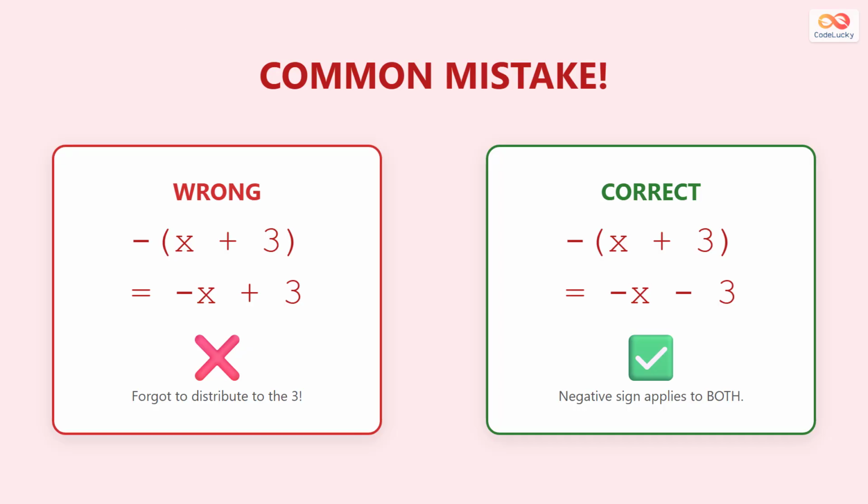Here is the most common mistake students make on exams. They give the negative sign to the first term, but forget the second one. In the example on the left, the student wrote negative x plus 3. This is incorrect because the 3 did not get the negative sign. The correct answer, on the right, is negative x minus 3. Be careful to share the negative with everyone inside.